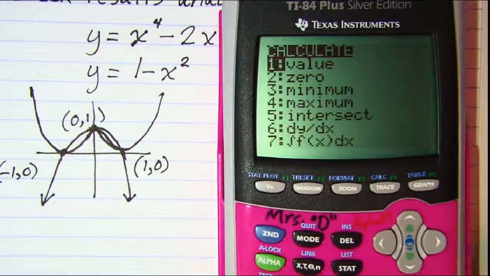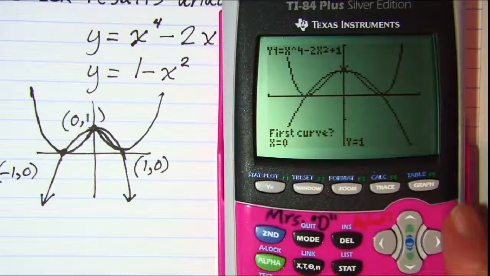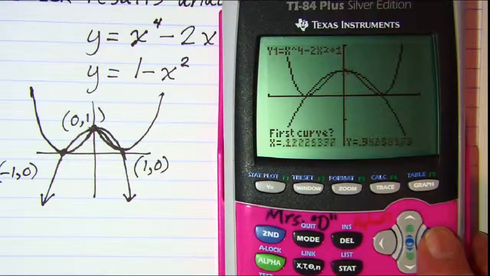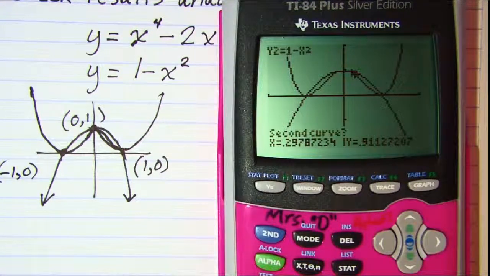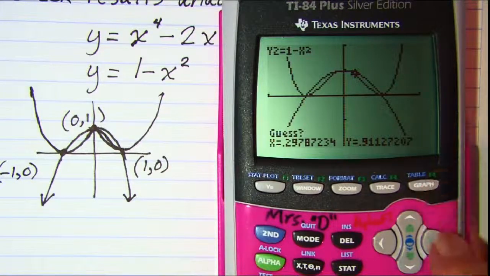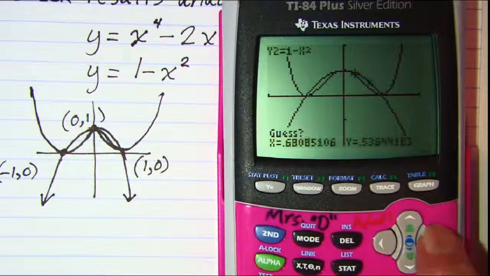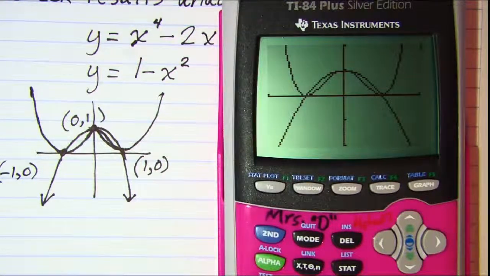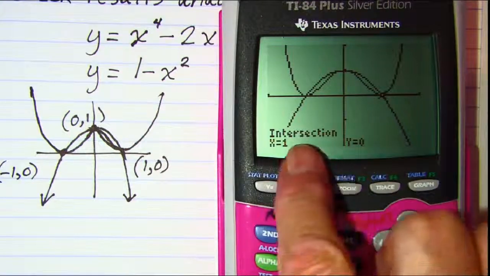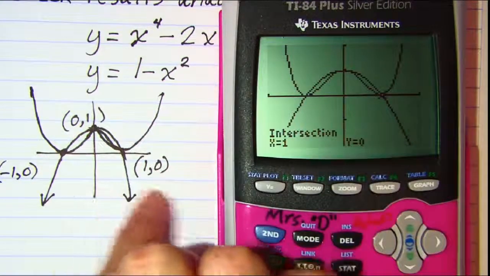Alright, let's do that again. Second calc and choose 5. And I'll just do one other one. We need to pick our curve. So first curve, second curve, and then we need a guess. Now we need to move our cursor close to that point. So that should be close enough. And we see 1, 0, and that's what we picked here.